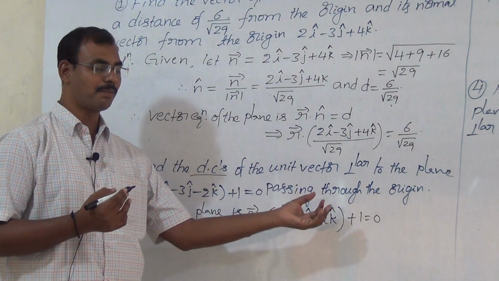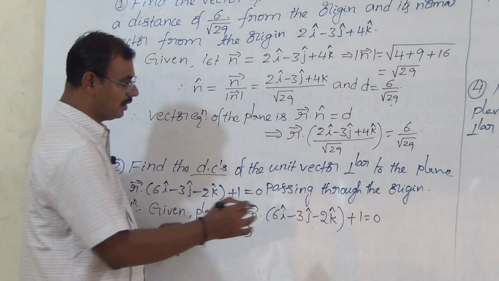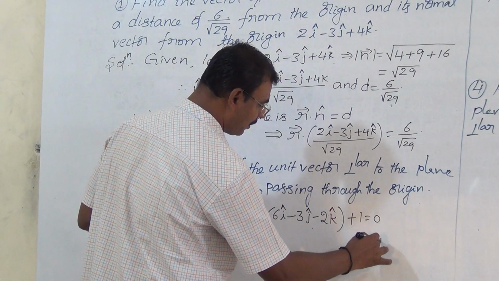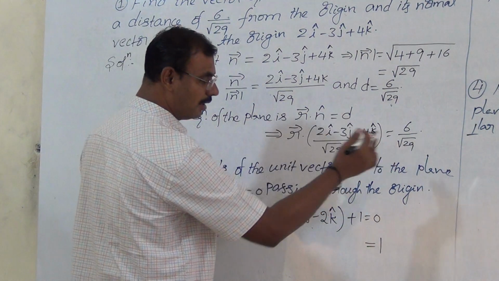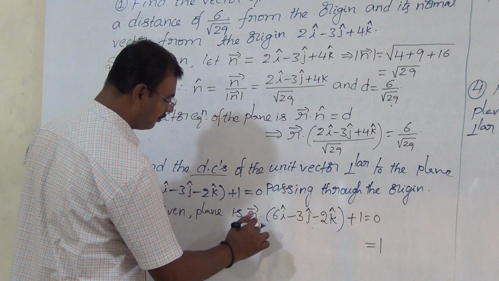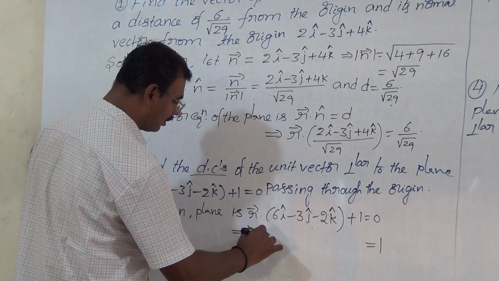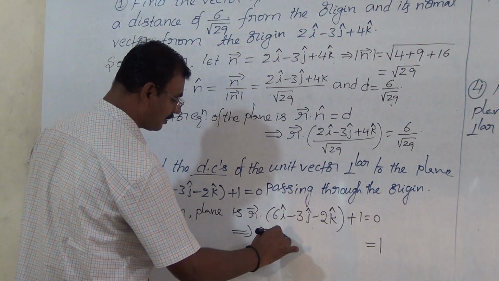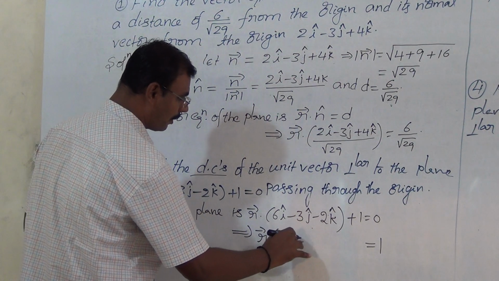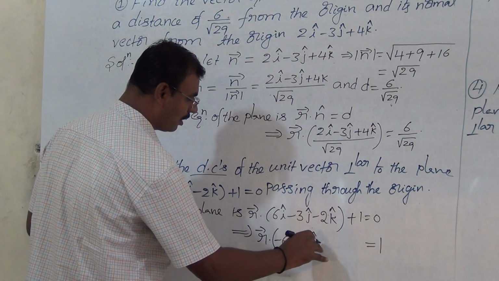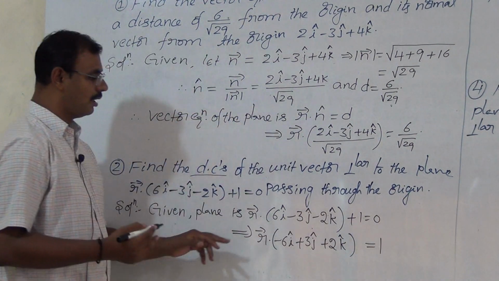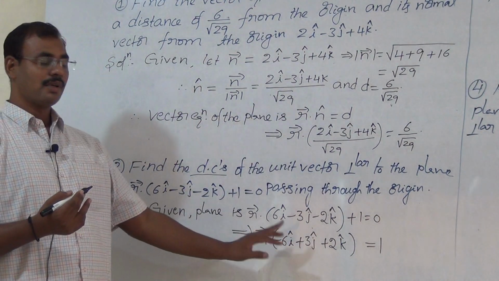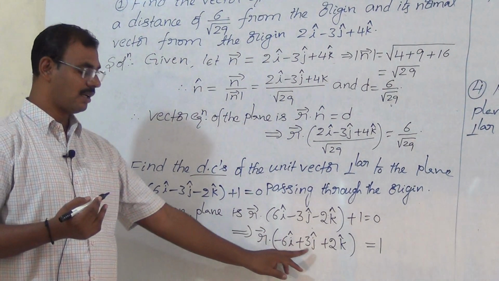First of all, find out the positive constant. So on this side we keep plus 1 as it is, and the remaining terms we take on the right side. Now what are we getting? R bar dot minus 6i plus 3j plus 2k. Okay, this is the general equation of the plane.